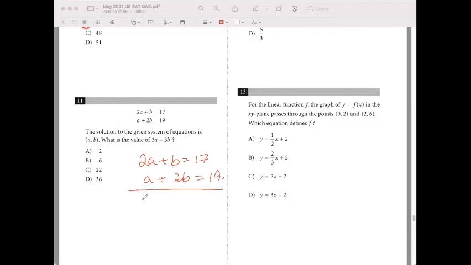Now, if you add the two equations, you get 3A plus 3B, 36, right? So you see, you don't have to find the individual values of A and B. In questions like this, if you observe carefully, you can actually see a way to find the answer. So the answer is 36.